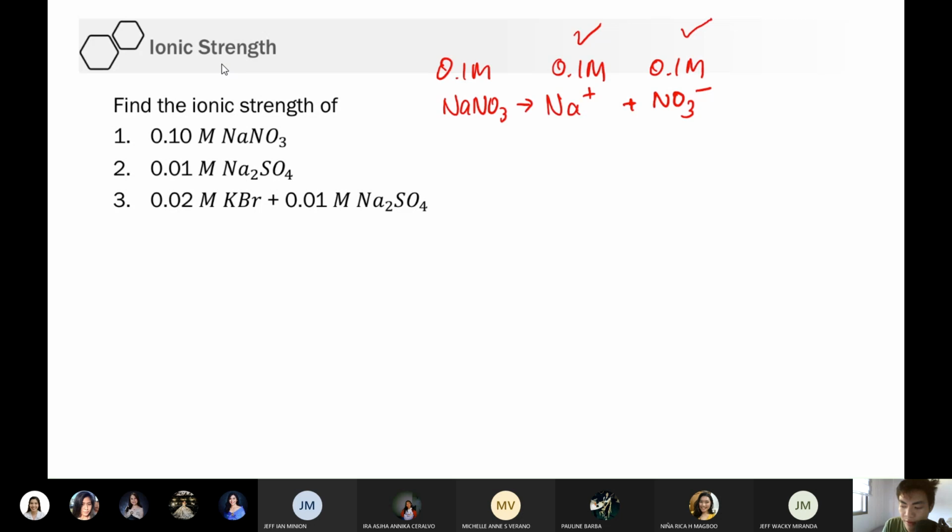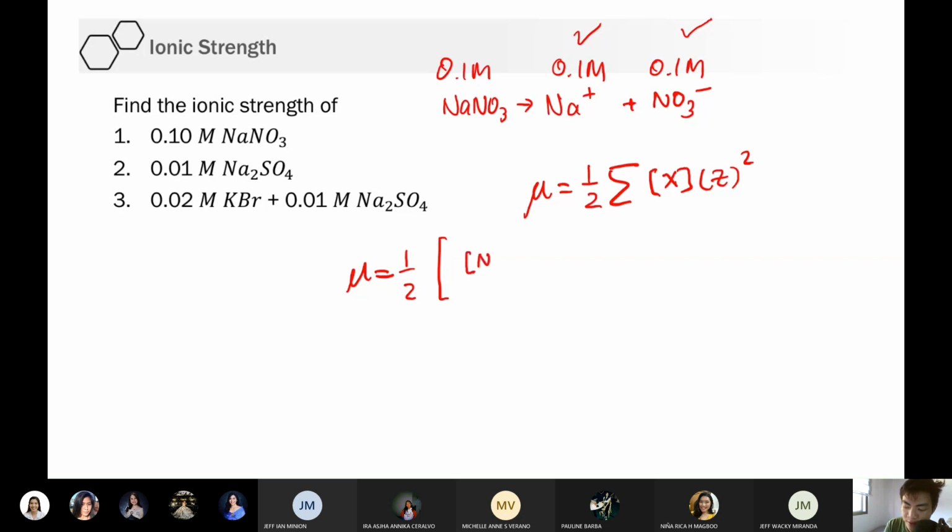Let's now solve for their ionic strength. The formula for ionic strength is 1/2 the sum of the concentration of your ions times their charge squared. So for our ions, let's write the mu expression. That can be written as 1/2 times the concentration of sodium ion times the charge of the sodium ion squared, plus the concentration of nitrate ion times the charge of the nitrate ion squared.